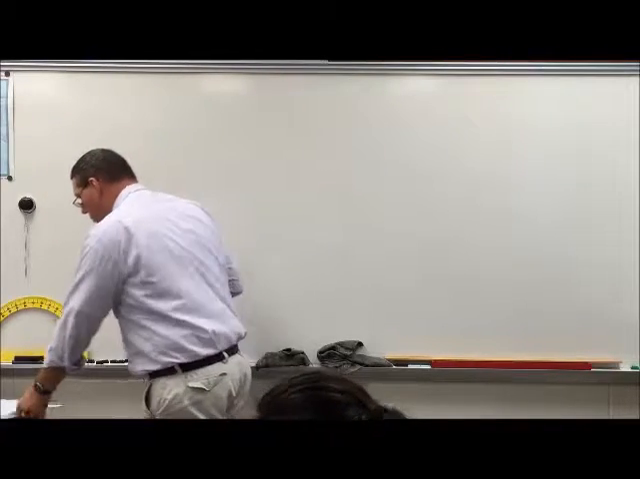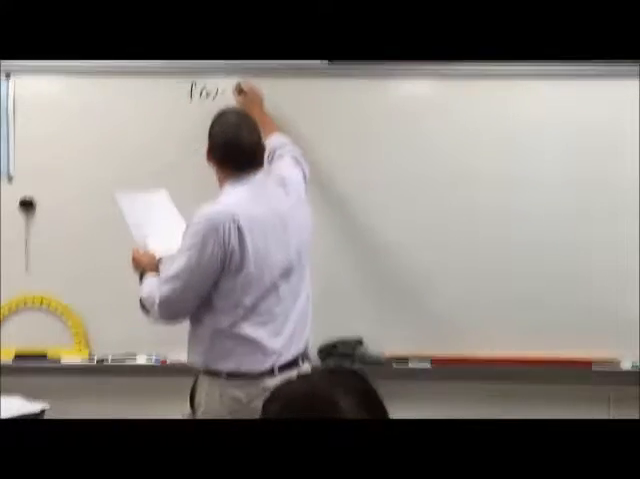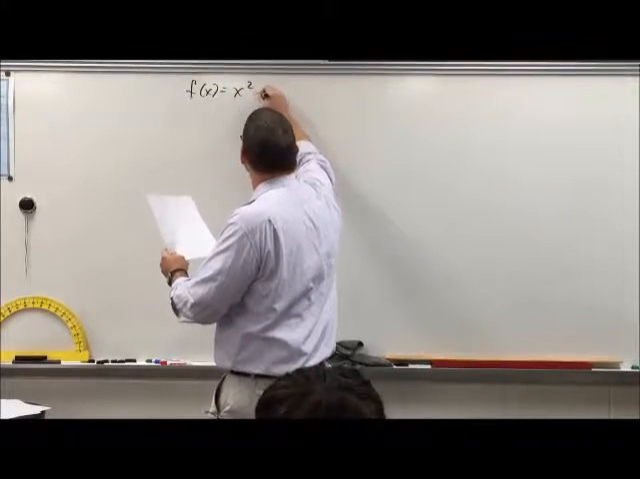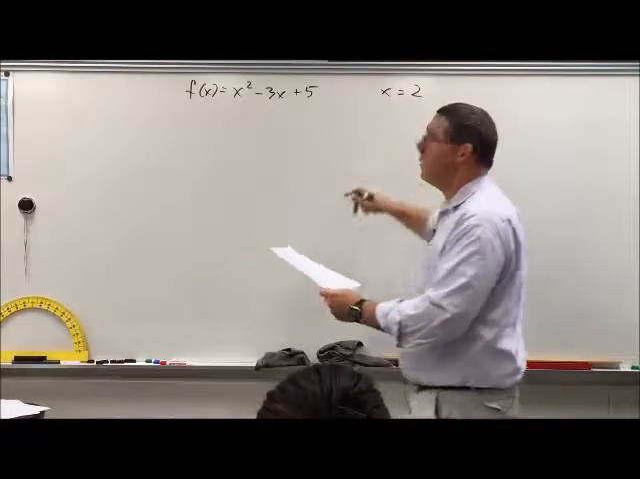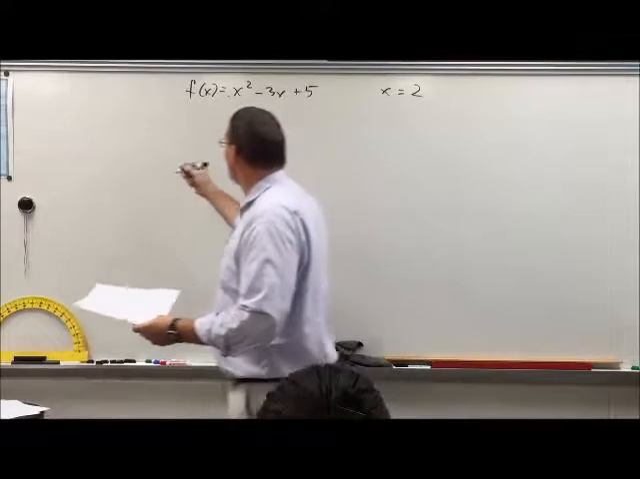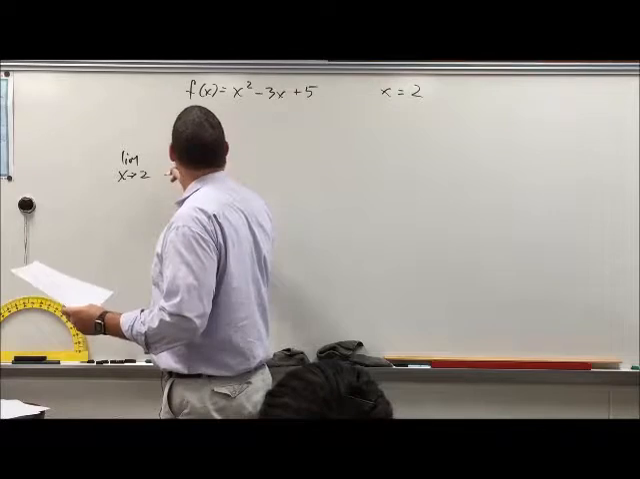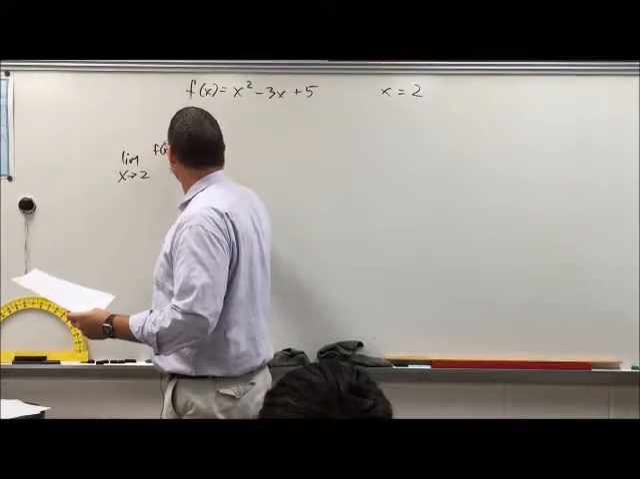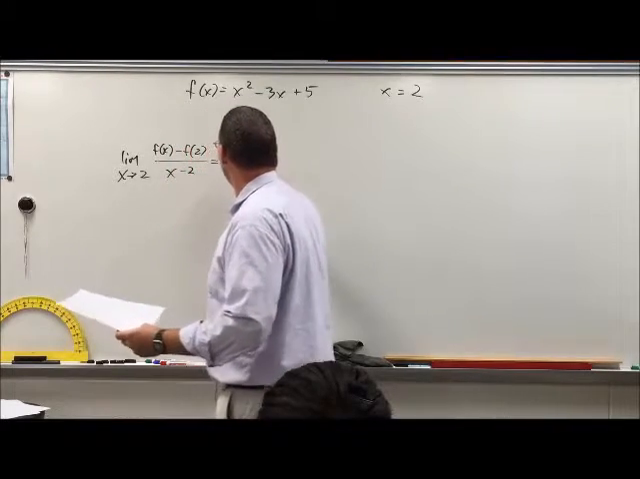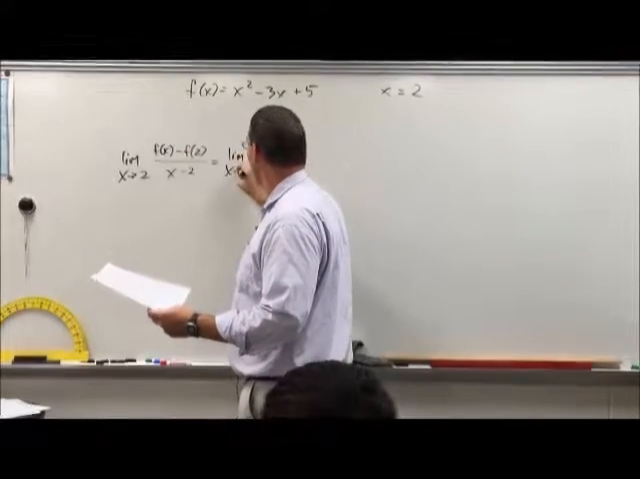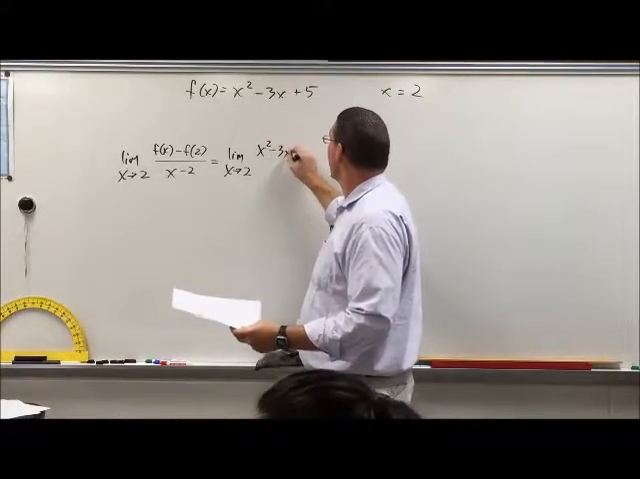Let's do question number 1. It says that f of x is x squared minus 3x plus 5 when x is equal to 2, right? Yeah. And so we're going to have the limit as x approaches 2 of f of x minus f of 2 over x minus 2, which is going to be equal to the limit as x approaches 2. F of x is x squared minus 3x plus 5.